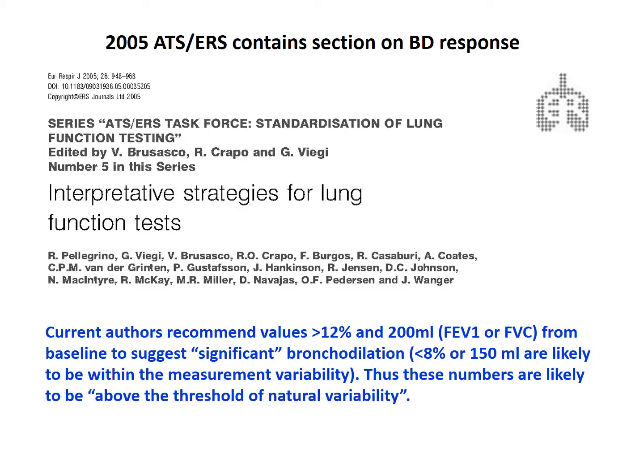And also let's look at some disease-specific guidelines. What do they say about bronchodilator testing? I should just say the current definition of what a significant response is comes from this paper, and it's a 12% and 200 milliliter change in FEV1 or FVC from their baseline spirometry. They essentially say it has to be this large to rule out the inherent variability of the spirometry, and those numbers are above the threshold of natural variability, but they don't say what the clinical significance of this is.